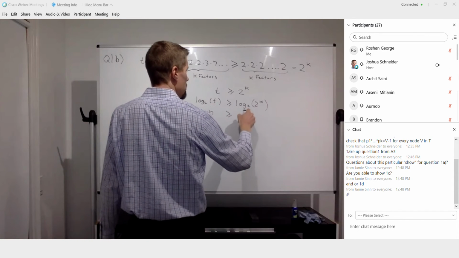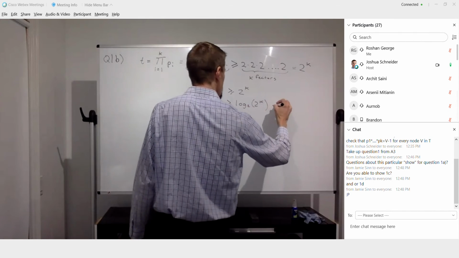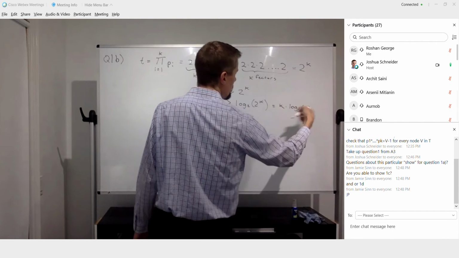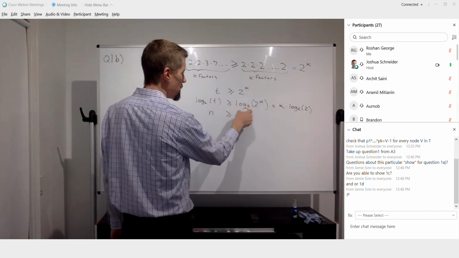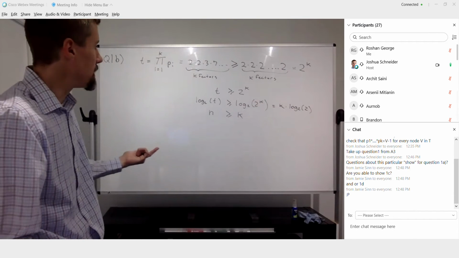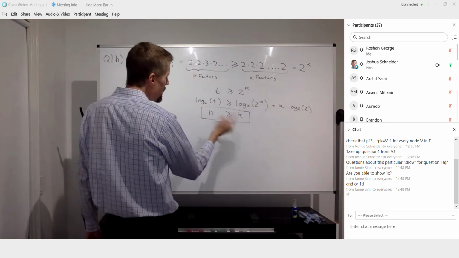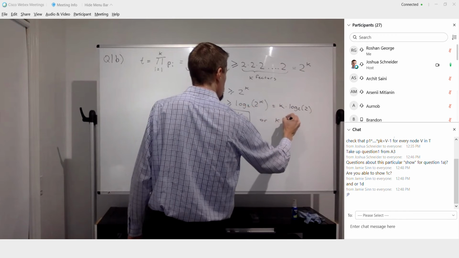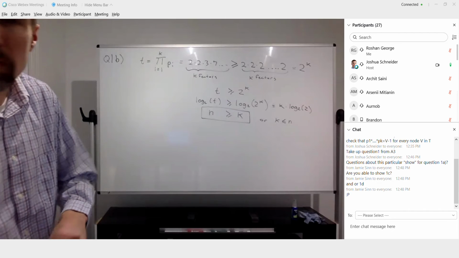And over on this side, log to the base 2 of 2 to the k is simply equal to k, because this is equal to k times log to the base 2 of 2. You don't even need to do this. Remember what log to the base 2 is asking: what exponent do you have to put on 2 to get the result 2 to the k? Well, I have to put the exponent of k on 2. And that was the whole point, to show n must be greater than or equal to k, or you can say k is less than or equal to n. That was the idea with that one.